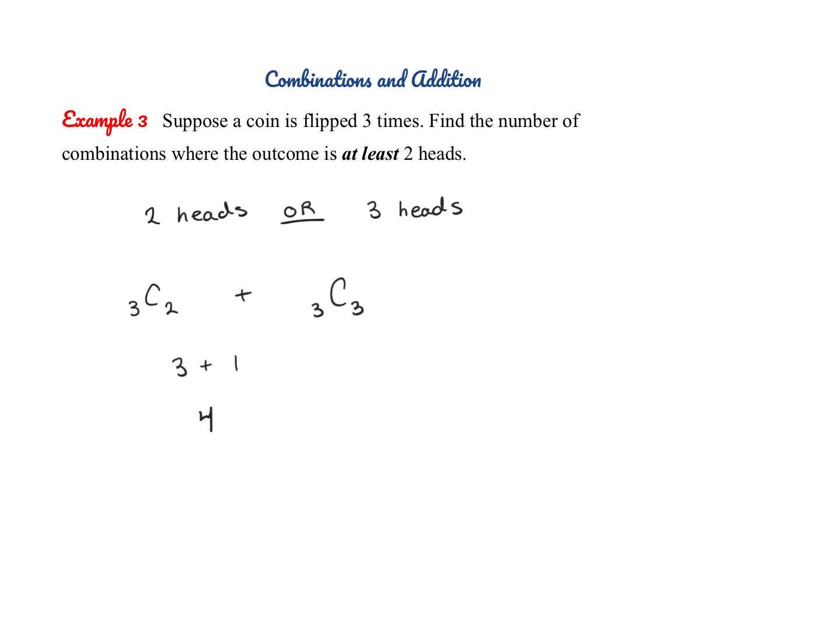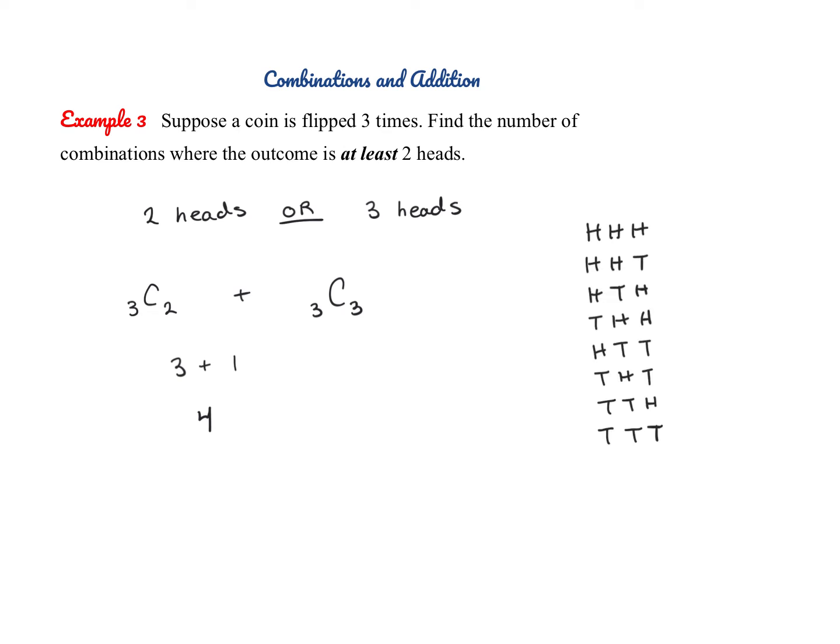Now, for problems like this, you could also list out all of the possible outcomes that you get when you flip a coin 3 times, right? So I'm going to do that really quick. So these are all the different possible outcomes of your 3 flips. When you do that, you can see that we have 4 cases where we have 2 or 3 heads, which would be at least 2 heads.